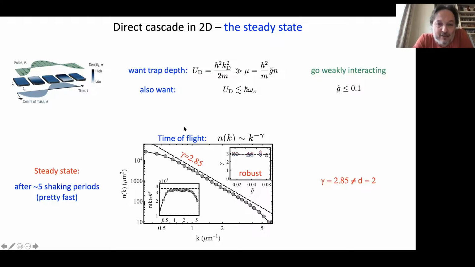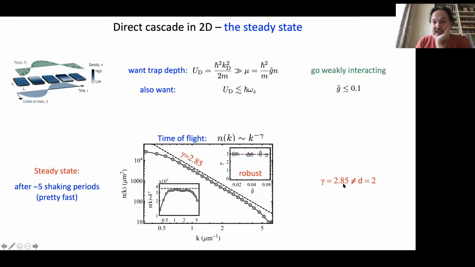And so we shake strongly. Strongly means that the potential drop across the trap is of the order of the chemical potential. That's the scale that sets whether something is strong shaking. And relatively quickly, faster than in 3D, the cascade fills up, and we see this power law momentum distribution up to the dissipation scale. This point is now 2.85.